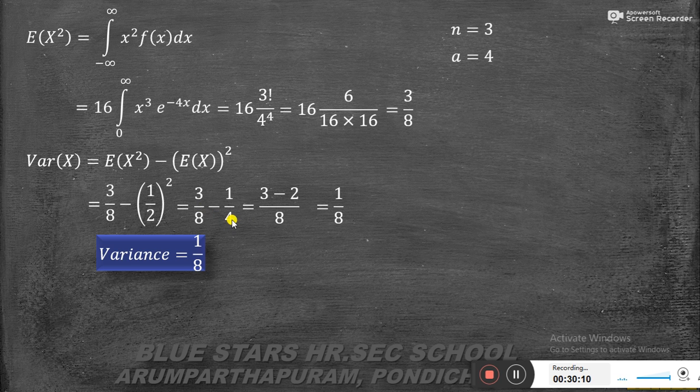For the second term, the denominator I convert into 8: 4 twos are 8, so multiply and divide by 2. 2 by 2 means 2 by 8. So 3 by 8 minus 2 by 8. I take the common denominator 8: 3 minus 2, 1 by 8. Therefore variance equals 1 by 8. This is the answer for this problem: variance equals 1 by 8 and mean equals 1 by 2.